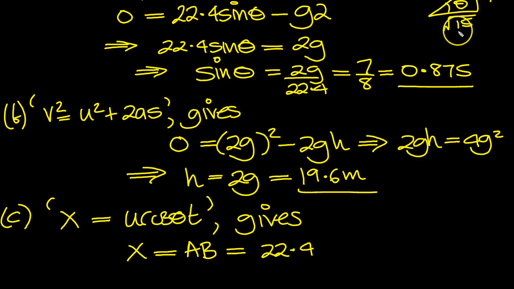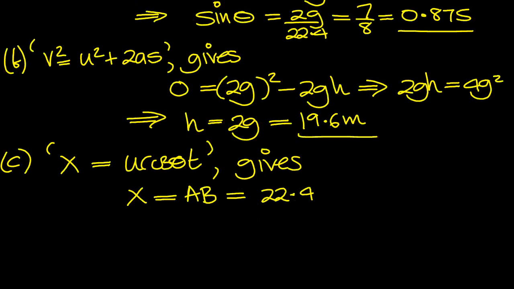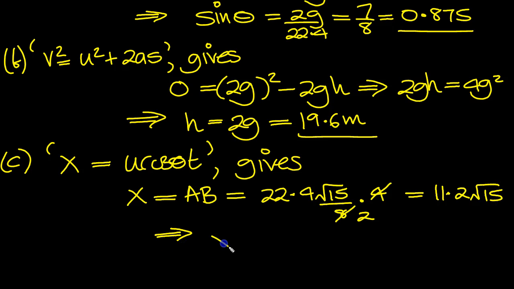Cos theta is root 15 over 8, isn't it? From our triangle. So u cos theta times the time, which is 4. This will go into this twice. This will be 11.2. 2 goes into that 11.2, root 15. So that tells us what x equals, the range then.